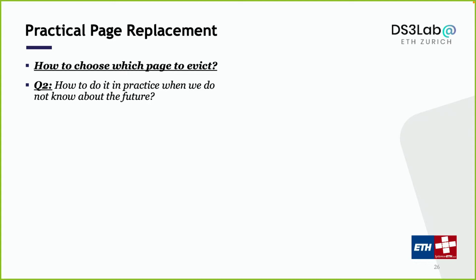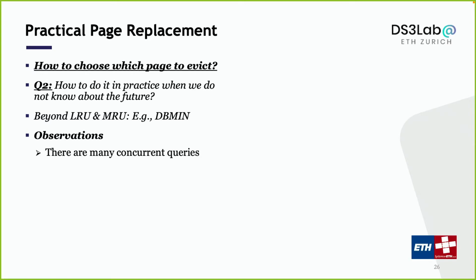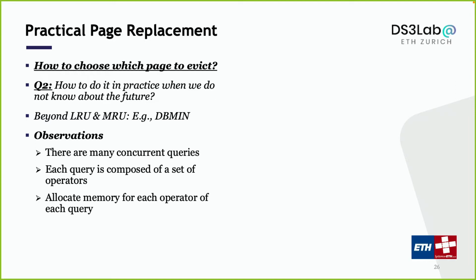In principle, here we talk about LRU and MRU, but there are other strategies. People spent the last half a century trying to design different strategies. So just to give you one example, there's one paper from maybe 30 years ago called DBMin. The observation is that there are many concurrent queries inside your database because there are many different concurrent users. Each query is composed of a collection of operators, and you could allocate memory for each of these operators of each query, and then use a different replacement strategy for those different operators.